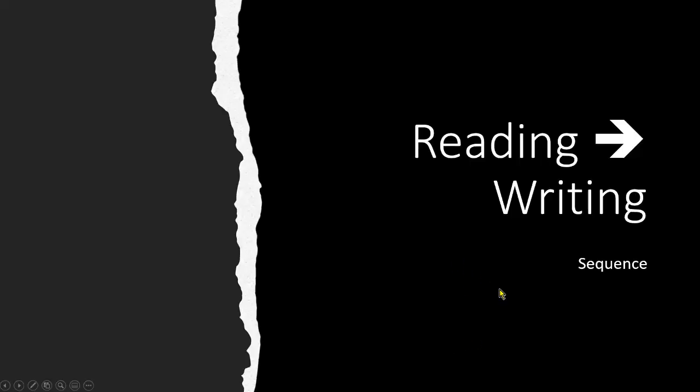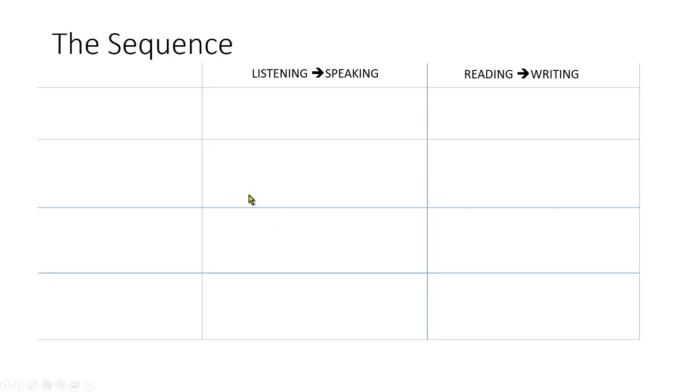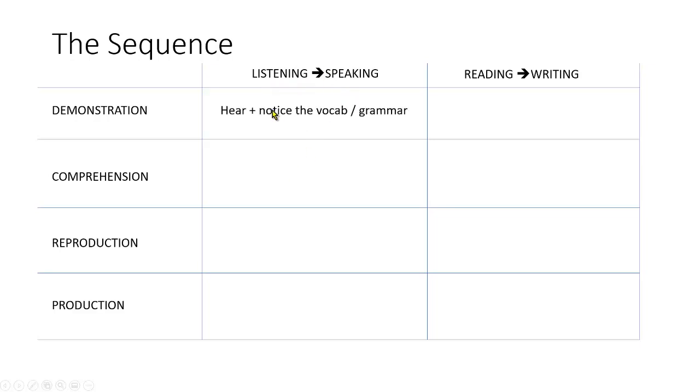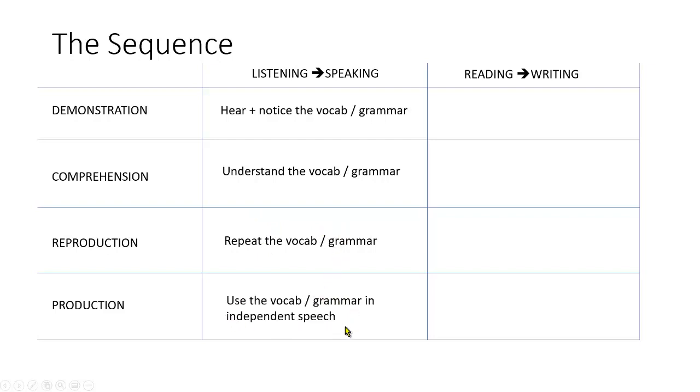First of all then, what about that reading to writing sequence? Let's remind ourselves what the stages are. So you've got demonstration, comprehension, reproduction, production. Do you remember for the listening to speaking, this was where you hear and notice that vocabulary, don't speak. Then you understand the vocabulary and grammar through answering closed questions, so still not saying the phrase. Then you have a stage where you have lots and lots of opportunities to repeat the vocabulary or use the grammar. And finally, you will use that in an independent context, an independent speech.